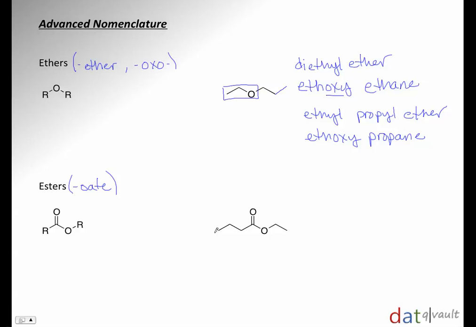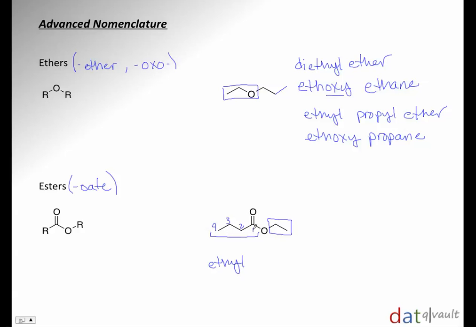There are a couple rules that you have to follow when naming esters. First, we're going to break the ester up into two sections. This carbon chain here off of the carbonyl, and this carbon chain here off of this oxygen. First we're going to take this carbon chain off the lone oxygen on this side, and we're going to name it ethyl, since it has two carbons.